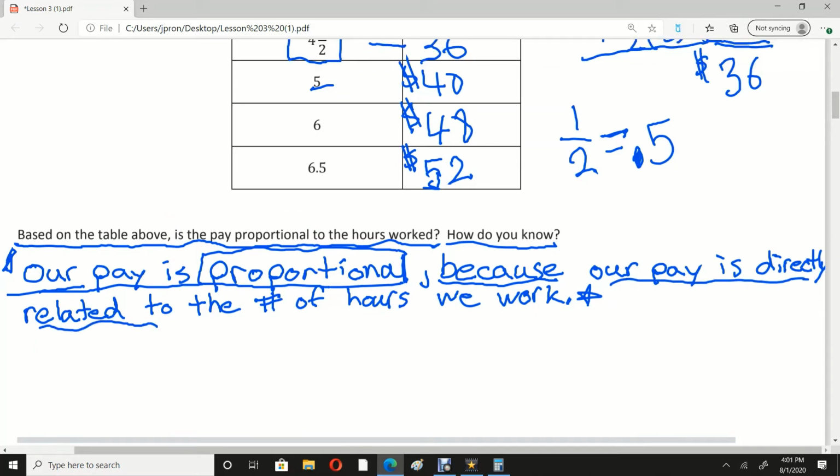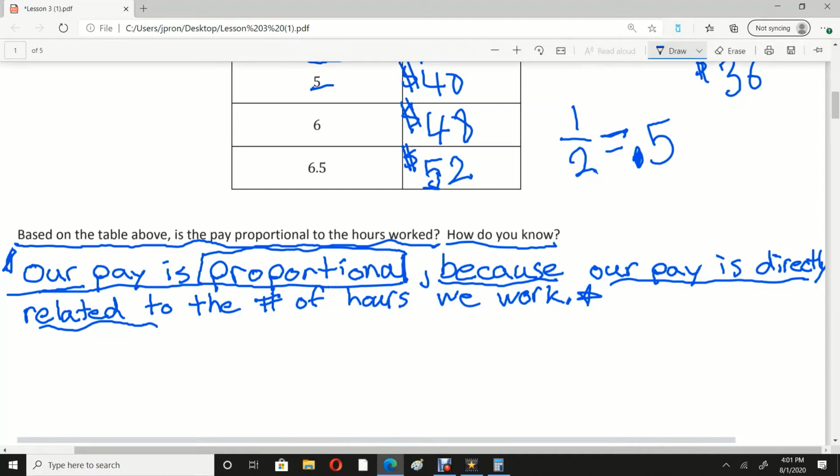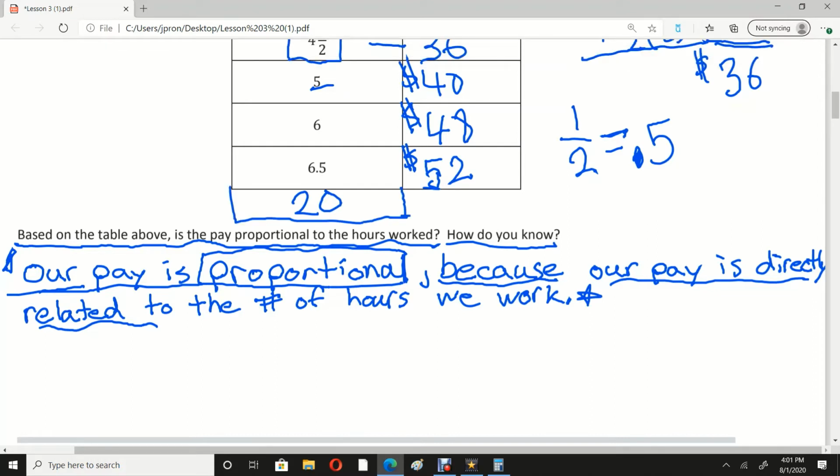Okay, before we leave this problem, I want to pose this question to you. Let's say we get asked to babysit overnight, and we still get paid the same rate, but we worked 20 hours. If we work 20 hours, how much money are we going to make at the same rate? Very good. We would just multiply 20 times 8 and we would get 160. That's pretty good.